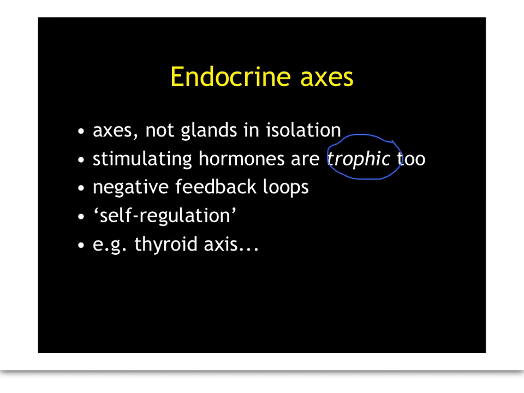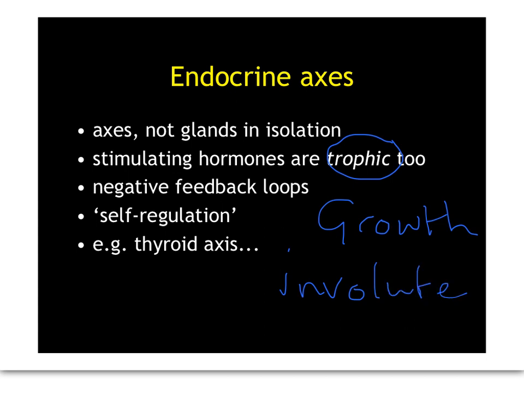Don't forget that stimulatory hormones are trophic as well. That word, of course, relates to growth, and you may remember that from A-level biology, perhaps. So if the stimulating hormone is lacking for some reason, endocrine glands can involute. That means they shrink and they go away to nothing. The next principle is that endocrine systems operate in negative feedback loops, which we'll look at in some detail. This gives them a sort of property you can consider as self-righting or self-regulating. And a good example of that, which we won't otherwise come back to until next term, will be the thyroid axis.